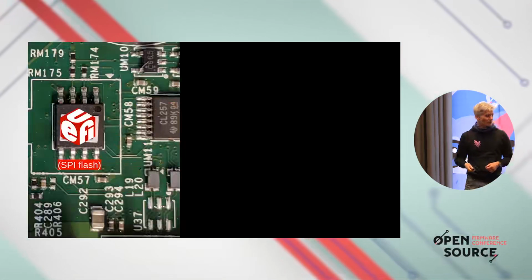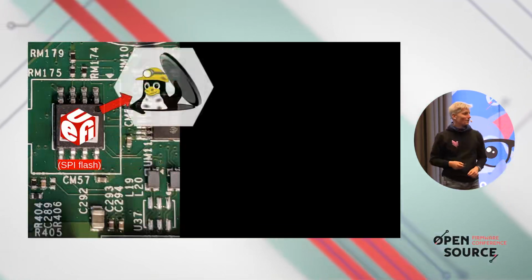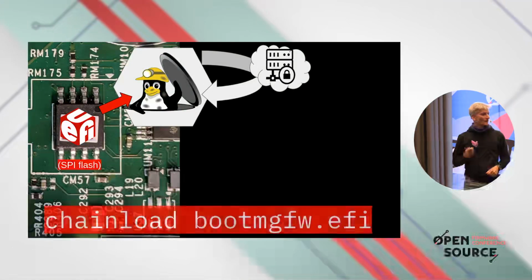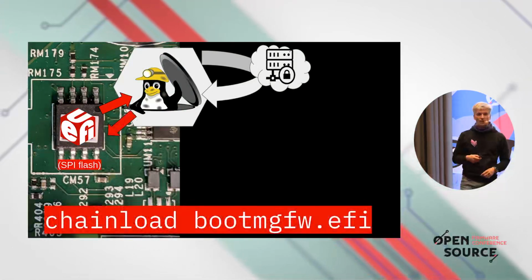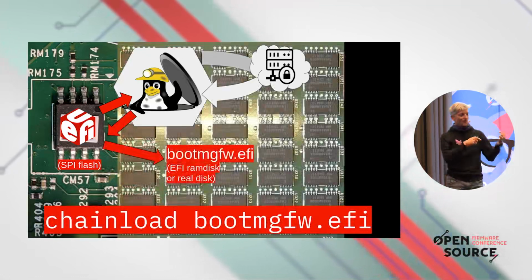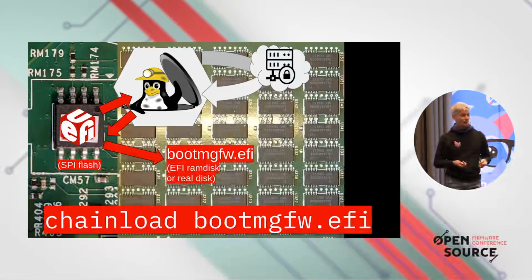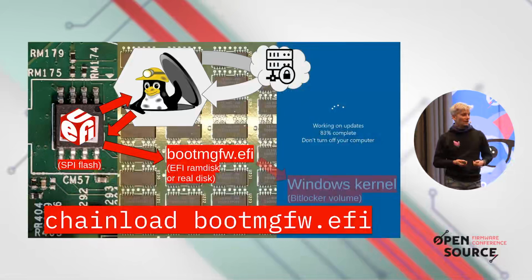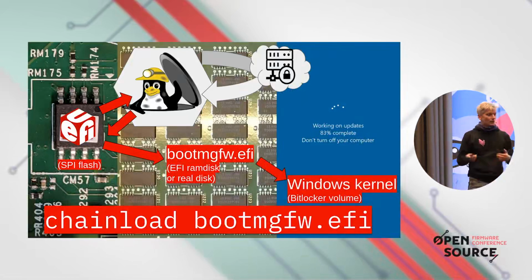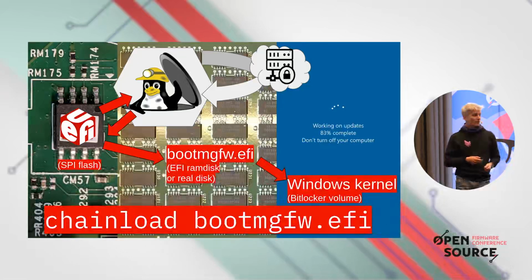So what we finally ended up doing is, again, we boot from UEFI, we PXE boot our kernel, we get our remote attestation, and then we have a program we wrote called chain load that returns to UEFI, which then can load the boot manager either from a RAM disk or from a real disk, which then can start the Windows kernel from the BitLocker volume. And we're able to pass the BitLocker encryption key to that through that RAM disk.